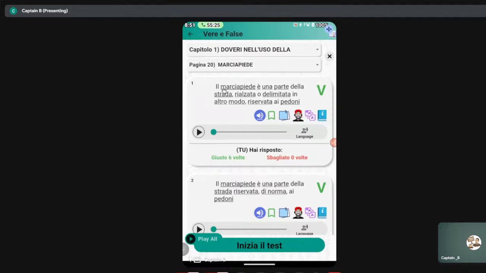Now, you say il marciapiede, which is the pedestrian part. È una parte della strada, is a part of the road. Rialzata, which is raised. Okay? Rialzata means a raised one. So the pedestrian part is a part of the road that is raised, meaning it's not level. Right? Either it is raised or it is delimited, meaning separated in altro modo, in other way, reserved for pedestrians.